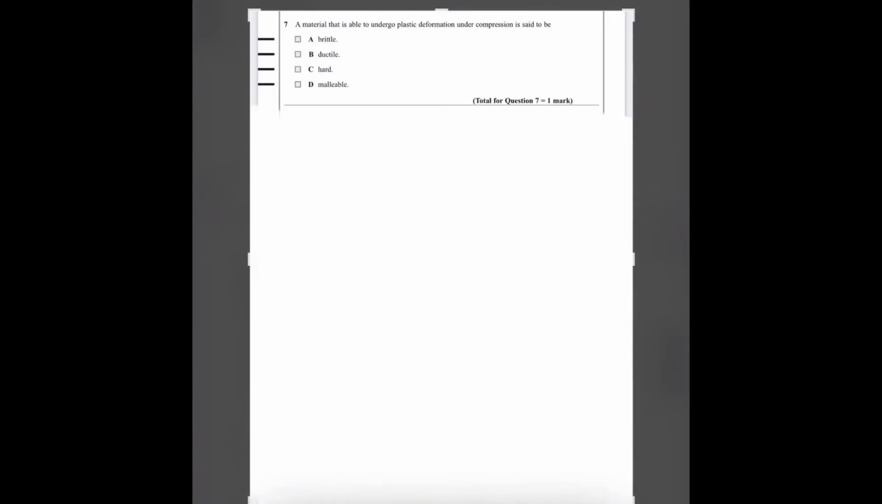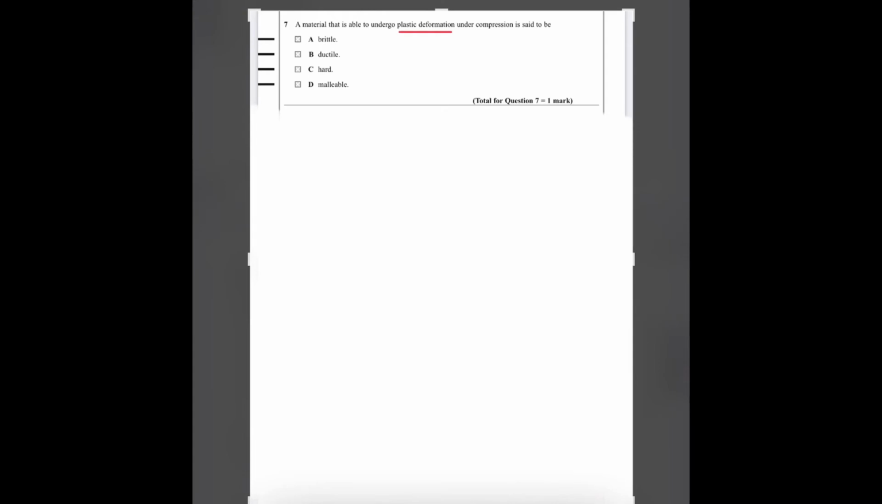Number 7, a material that is able to undergo plastic deformation under compression is said to be. So part A says that it's brittle. So brittle is basically a property which breaks easily, right? Due to being brittle, it breaks easily, so it is not something that would undergo plastic deformation, right? Brittle is something that would break before it goes to plastic deformation. So A is not correct.